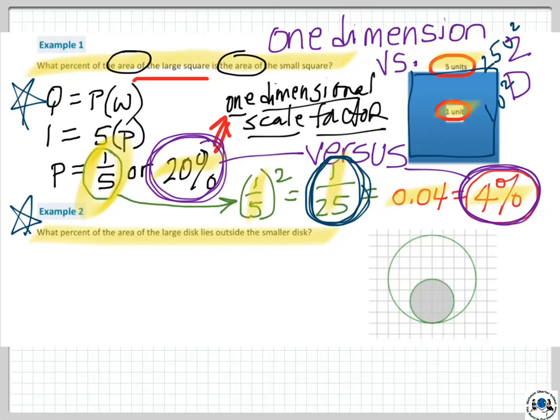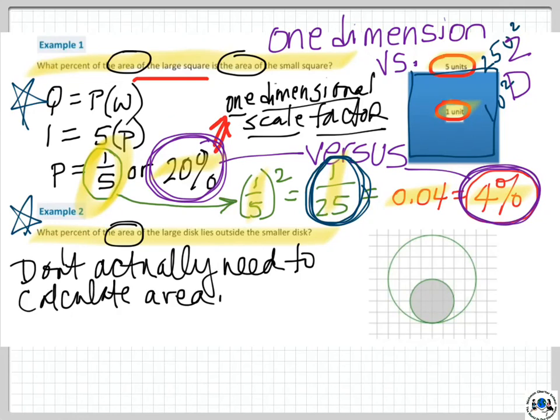Okay, let's see how you guys did. Again, we're talking about area, but we don't actually need to calculate area. This is what I was asking you to keep in mind and to use, because I want you to try to use this strategy. It brings to the forefront the whole relationship between scale factor, one-dimensionally and two-dimensionally, and it's also easier, especially when you have to deal with pi.